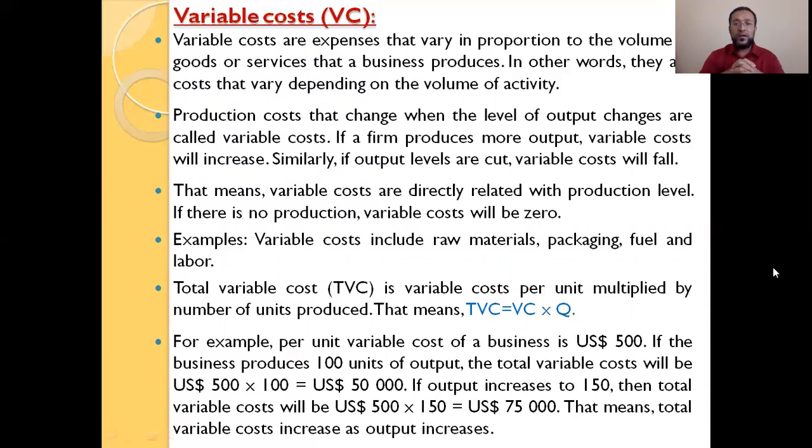For example, per unit variable cost of a business is 500 US dollar. To produce one single unit, the business average variable cost is 500 US dollar. If the business produces 100 units of output, the total variable cost will be 500 times 100 equals 50,000. And if output increases to 150, then total variable cost will also increase. It will be 500 times 150 equals 75,000. That means total variable cost increases as output increases.